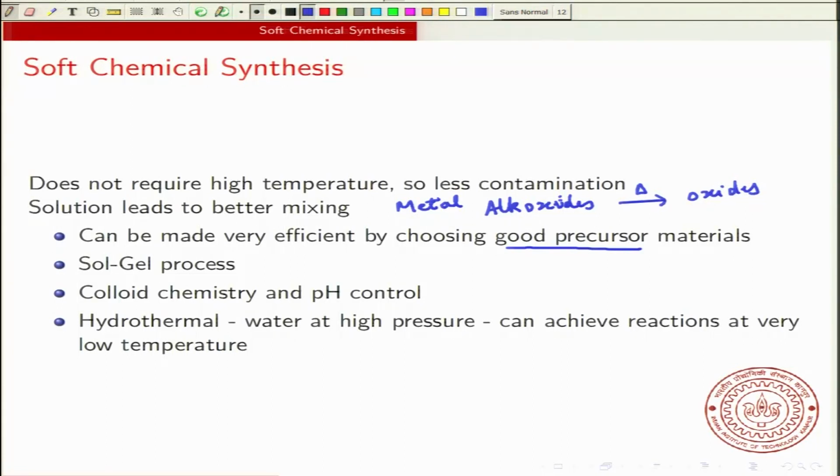Another procedure that is used quite often is what is called a sol-gel process. One of the characteristics of this soft chemical synthesis is that we use solutions, and when your initial mixing of your materials is done in a solution form, that leads to much better mixing. So what is done is you take your solution and then you essentially evaporate it slowly. Then it forms a colloidal sol, then you keep evaporating, it forms a gel.